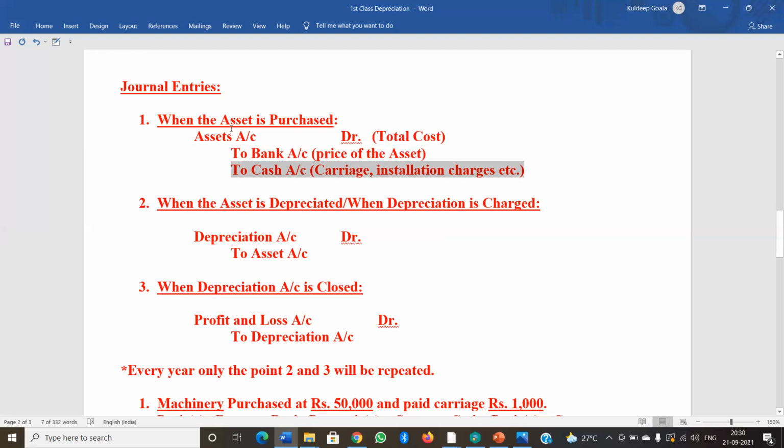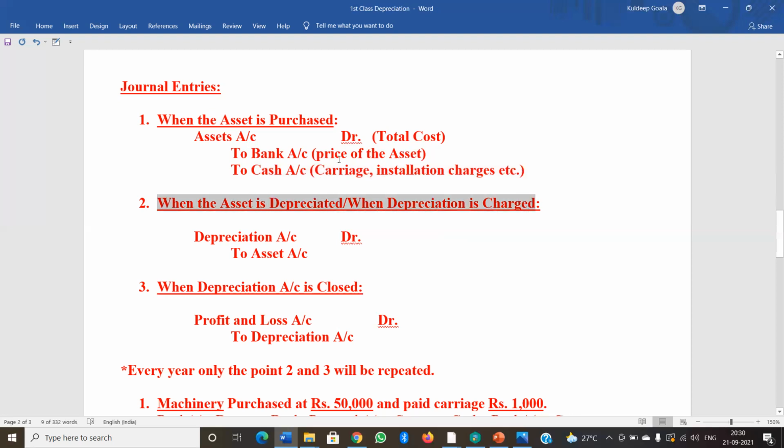So the journal entry comes out like this: asset account debit, okay, to bank account, to cash account. That is, to bank will be the price of the asset and to cash will be the other charges or other expenses. Then coming to the next one, when the asset is depreciated.